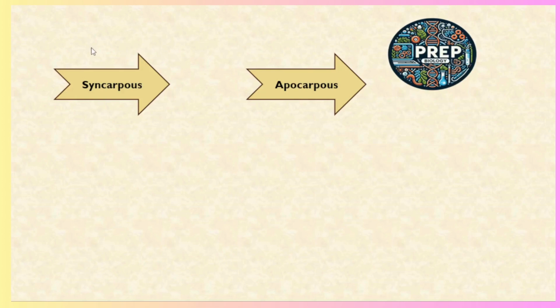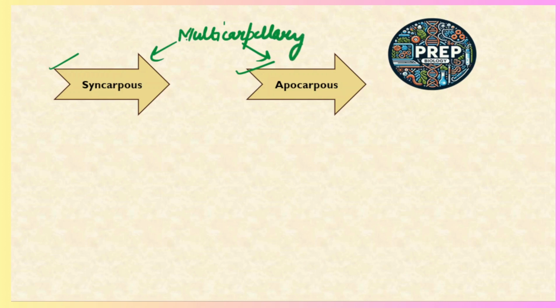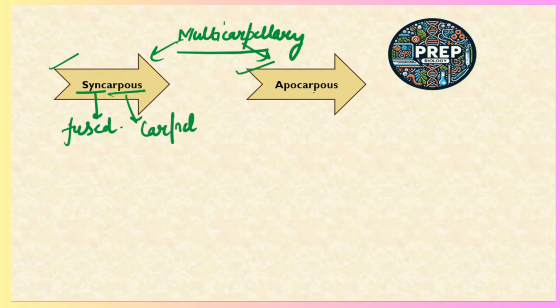Now we have another two terms. Those are very important. First one is syncarpous. Second one is apocarpous. These two terms come under the multicarpillary gynoecium. So syn means fused. The term syn means fused. Carpous means carpel or pistil. Apo means free. Carpous means carpel.